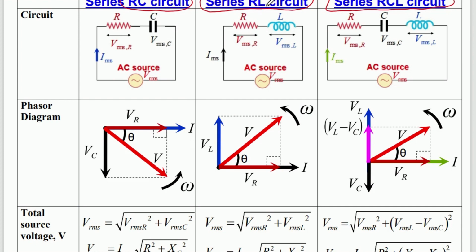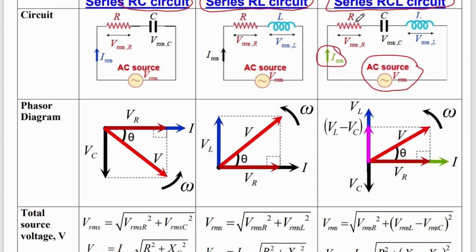Series RL circuit is a circuit that contains a resistor and an inductor only, and both of them are also connected in series. This is the AC source, and this is the V RMS. Then we have the series RCL circuit, which has a resistor, capacitor and inductor connected in series. All of them will have the same current, IRMS. This is the alternating current source, VRMS.